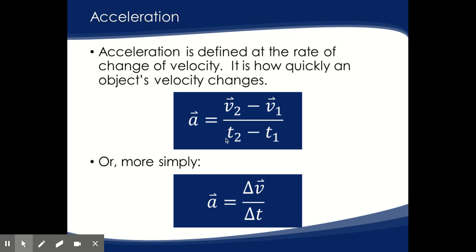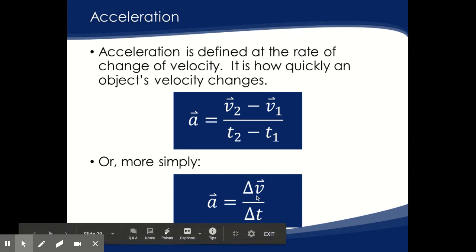So you have these formulas. This is the expanded version of the same formula down here. So you have acceleration, and acceleration has a little hat on top because it is a vector quantity with a direction. You have the final velocity. So v2 is final, v1 is initial. So you have final velocity minus initial velocity over final time minus initial time. So that can also be written like this, the change in velocity over the change in time.